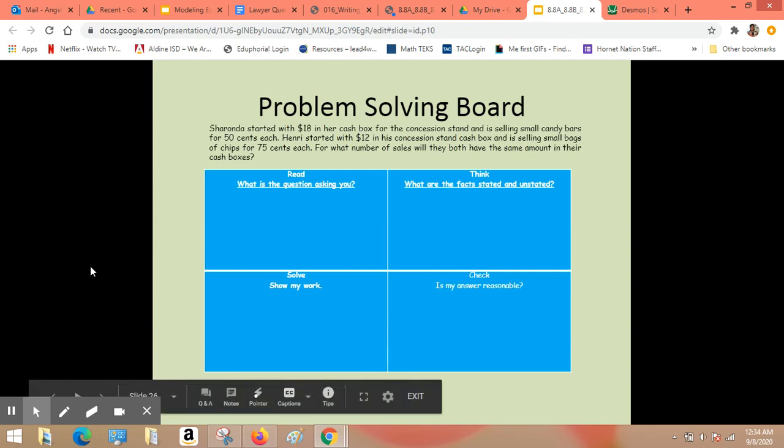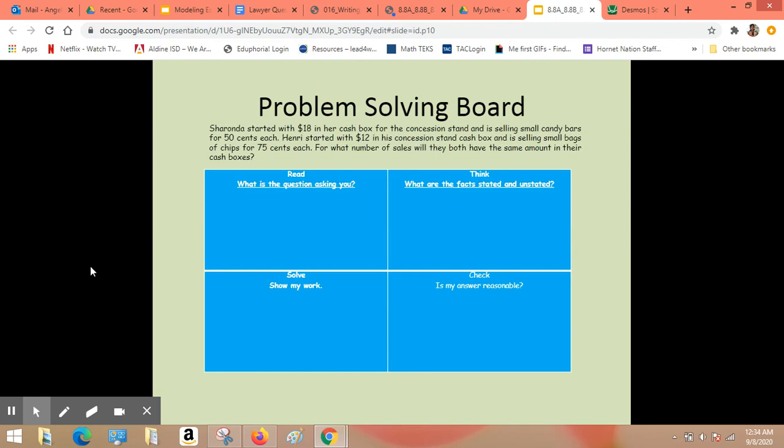So now we're going to use the problem solving board. Okay, so it's super easy to follow. My first section is you're obviously going to read and see what is my question asking me. So you're going to underline your question and just write it in here. Okay. Second box, think. So what are the facts that are given to you? What do you already know? What do you need to use?